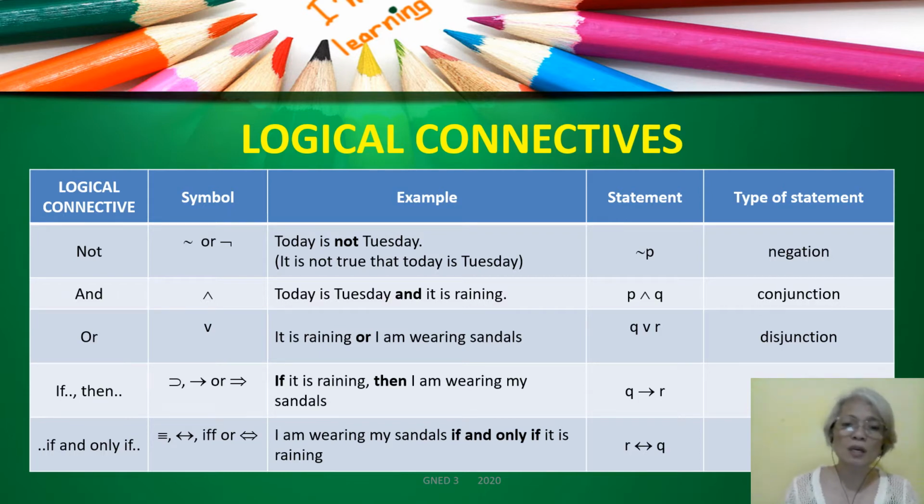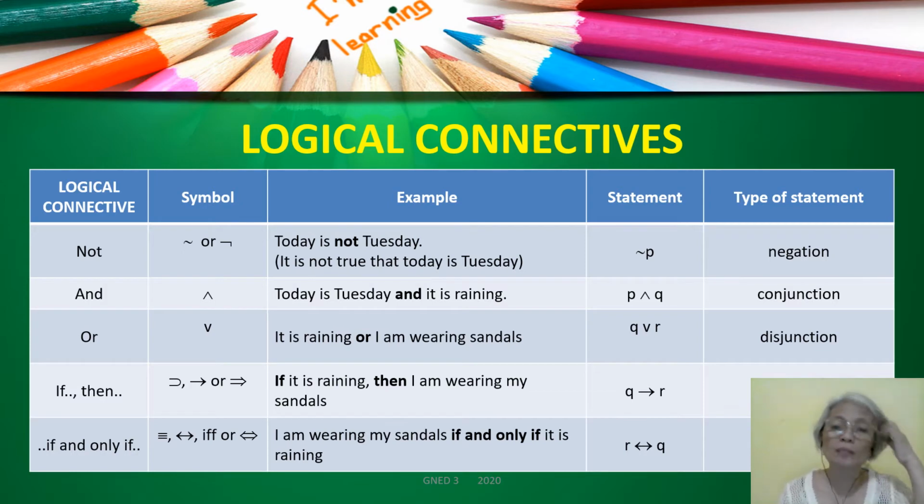We see this example, it is raining or I am wearing sandals. The symbol used for disjunction is the small letter v. So we have q or r to symbolize the statement which is a disjunction: it is raining or I am wearing sandals.